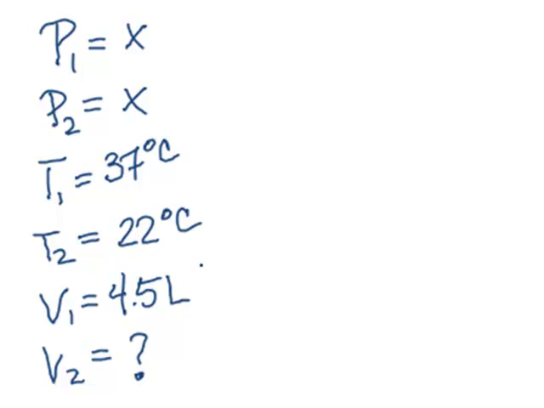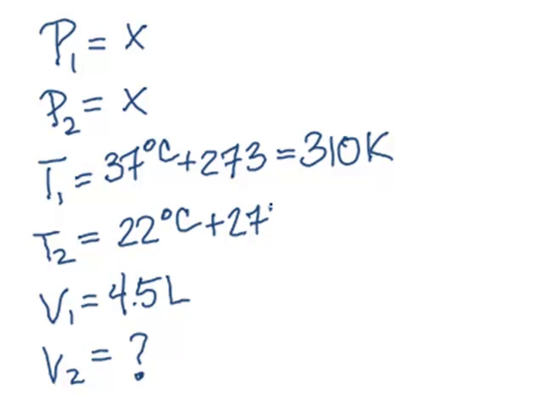This is a good opportunity to look and see if I have any units that won't work. Any units are acceptable for the combined gas law as long as they cancel. So any units of pressure, any units of volume. The exception to that is temperature. And as you probably imagined, temperature has to be in Kelvin. So I'm going to add 273 to each of these Celsius temperatures so that I convert them to Kelvin. And I find out from that my first temperature is 310 Kelvin and my second temperature is 295 Kelvin. Now I'm ready to isolate my variables and plug in.